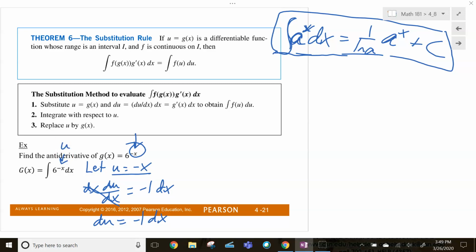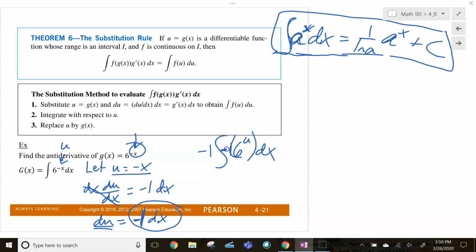But what I need is I need negative 1 dx to be in this. So right now I have this, and I have dx, but I need negative 1 dx to replace it with a du. So I'm going to put that in, negative 1 dx, which means I got to offset it on the outside. So I'm going to put a negative 1 on the outside, because I know negative 1 times negative 1 is positive 1, so I'm not doing anything.